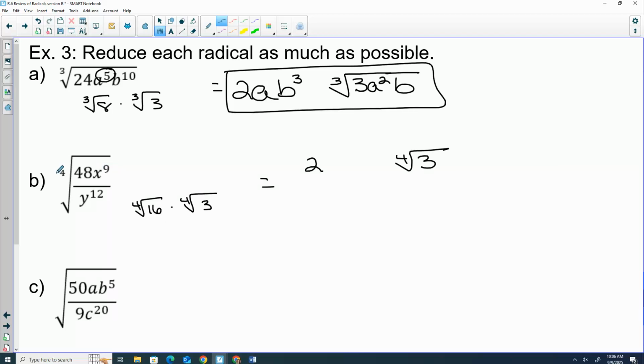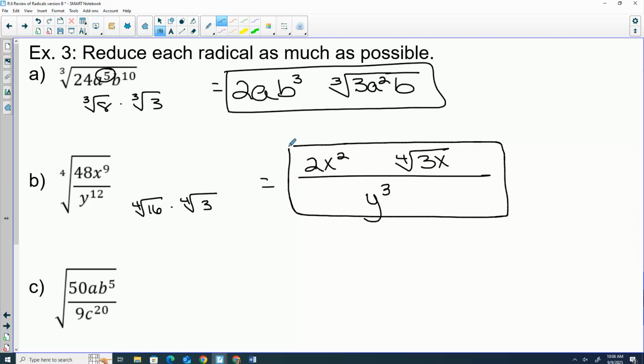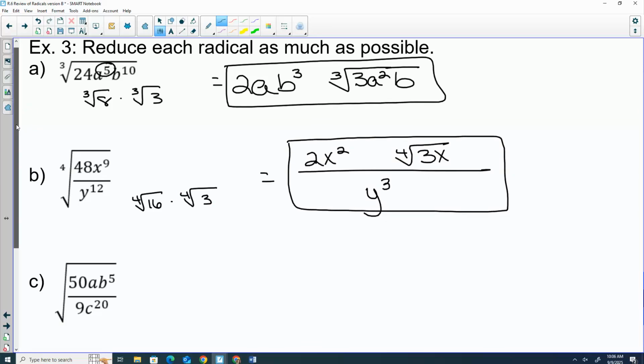If we have 9 x's, we can make how many groups of 4? And that leaves us with 1 left over. Okay, on the bottom, if we have 12 y's, 12 divided by 4 is 3, that goes evenly, so there's none left under the radical, it's just a y cubed. So 2x squared over y cubed times the fourth root of 3x.